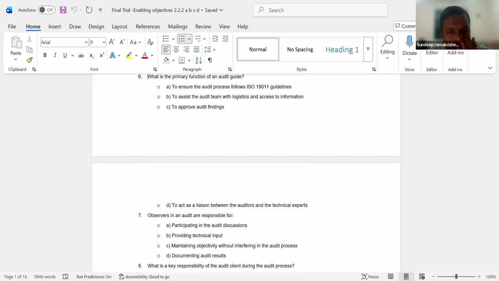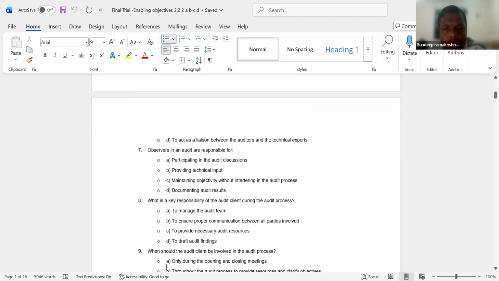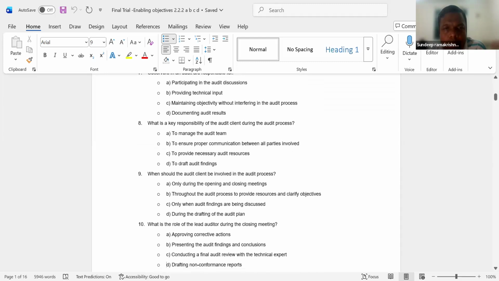Right, Anil Kumar, can you read from question 7? Okay, sir. Question 7. Observers in an audit are responsible for A. Participating in the audit discussions. B. Providing technical input. C. Maintaining objectivity without interfering in the audit process. D. Documenting audit results. C. Yes, sir. C only. Yeah, good. C is the right answer.